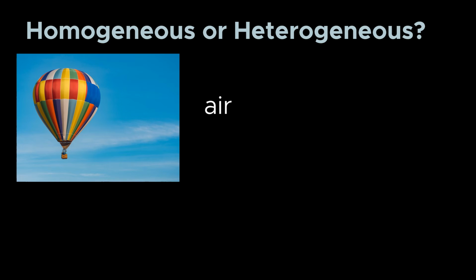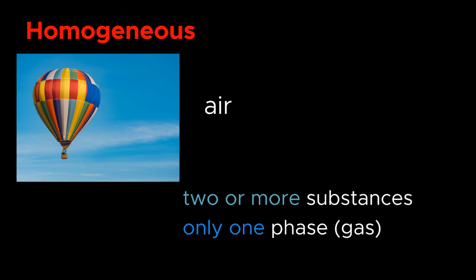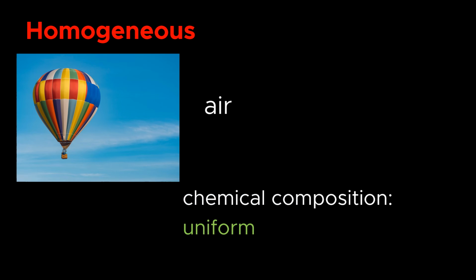Next, we have air in this hot air balloon. Homogeneous or heterogeneous? Air is homogeneous. There are two or more substances, such as nitrogen, oxygen, argon, ozone, CO2, but all within a single phase. The composition is uniform.